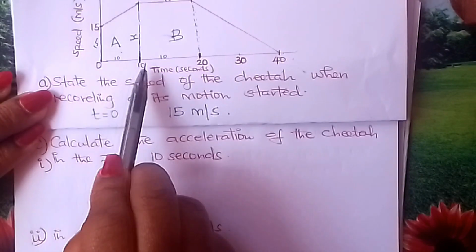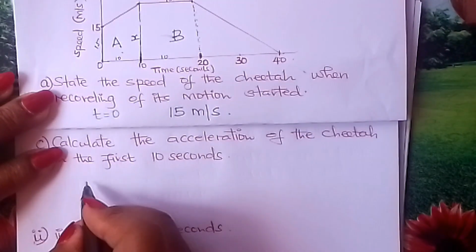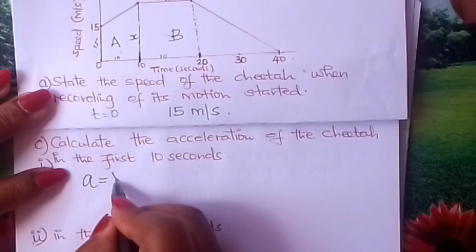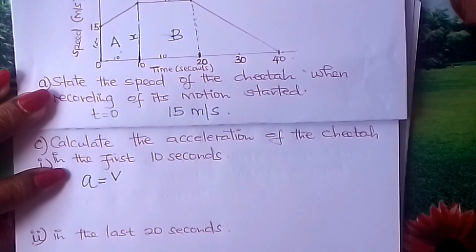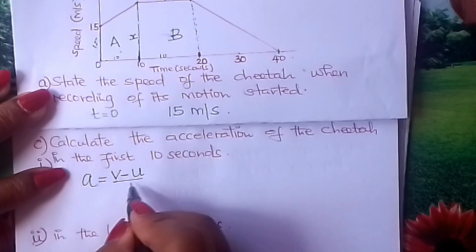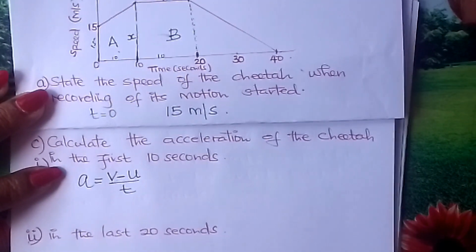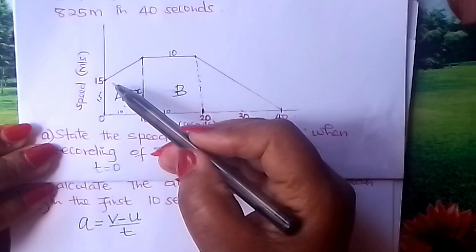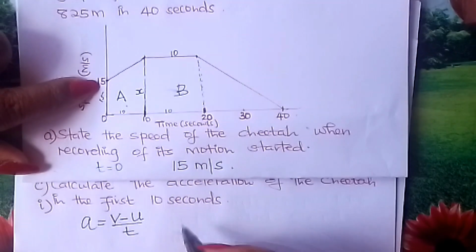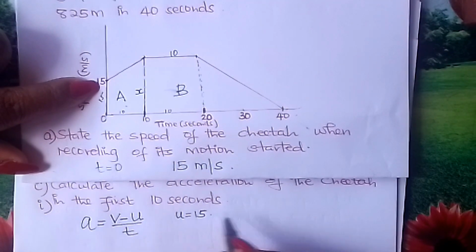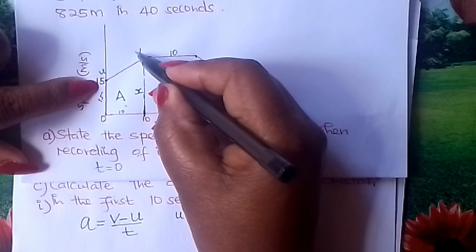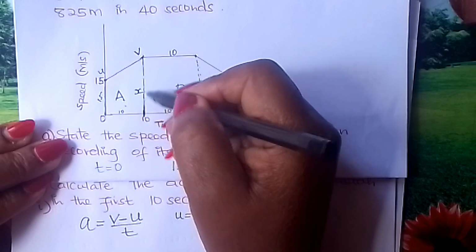So here we have 0 to 10. So how do you find acceleration, Lana? Acceleration in mathematics or even in physics is given by final velocity or speed, which is v, minus initial velocity or speed, which is u, divided by time taken. So we come to this part of the graph where there is acceleration. Our initial speed is 15, this one here, and our final speed is at this point here, which is 30.